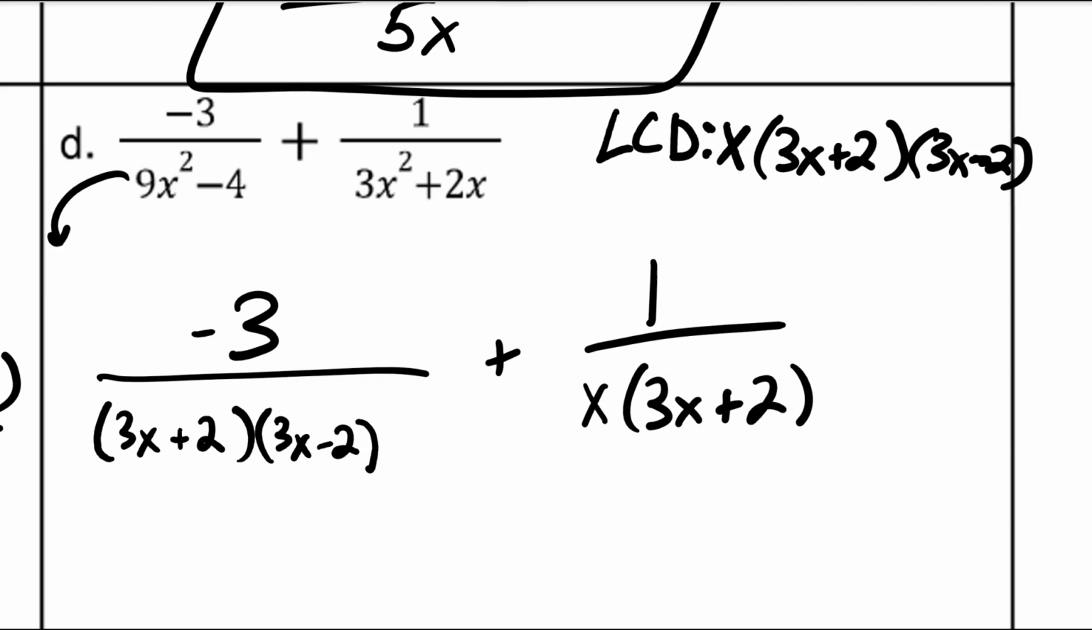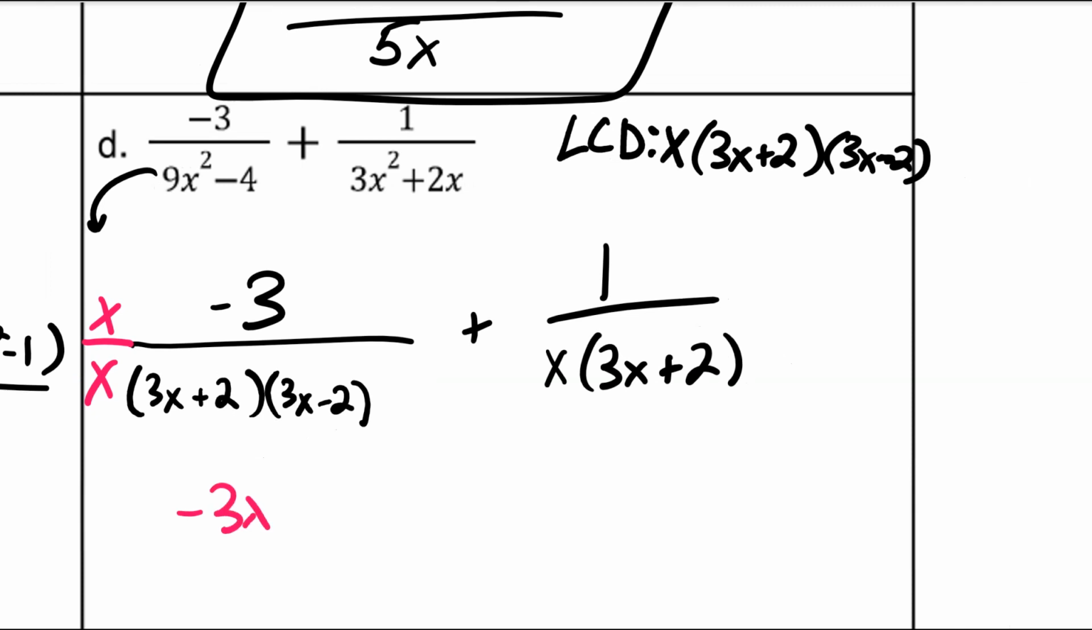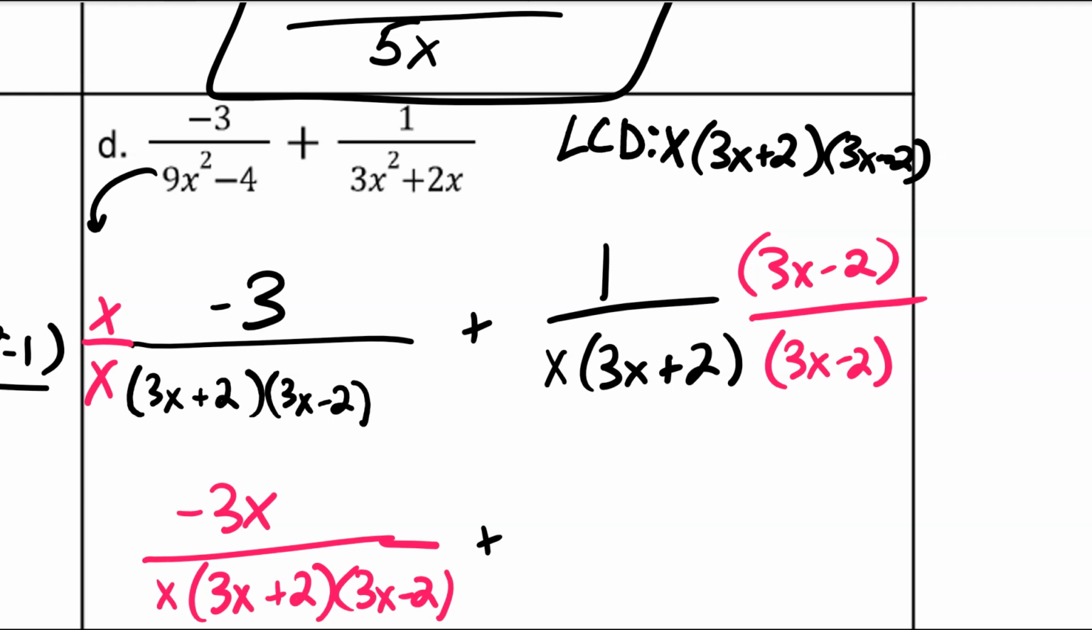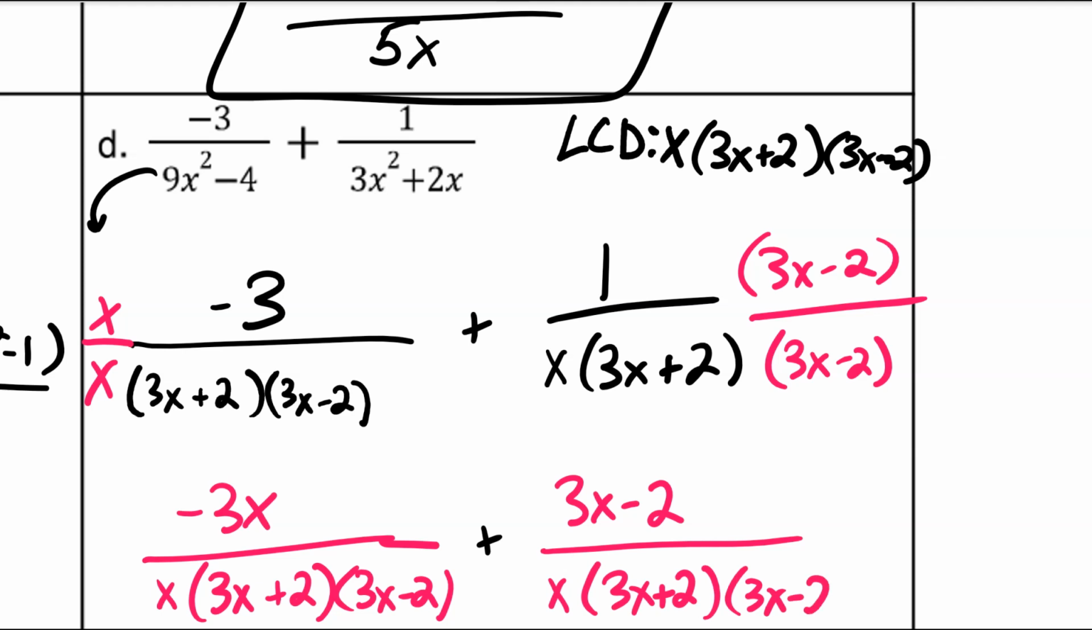So in my first fraction, to get the denominator to look like that, I can just multiply by x over x. And I'd be left with negative 3x over x times 3x plus 2 times 3x minus 2. And in my second fraction, the only piece that I'm missing is that 3x minus 2 that I can multiply by in the numerator and the denominator. If I do that, I'd have a 3x minus 2 times 1, which is just 3x minus 2, over x times 3x plus 2 times 3x minus 2.